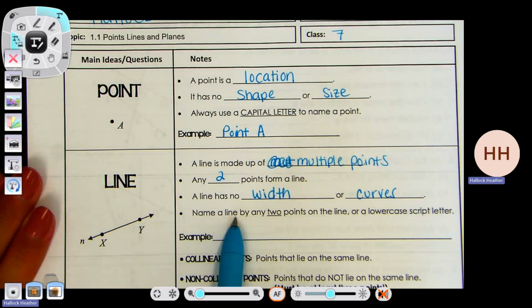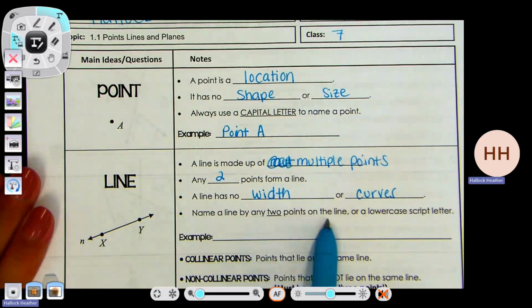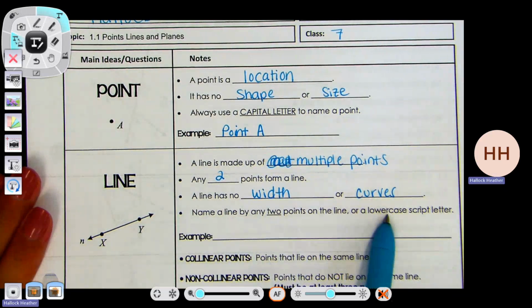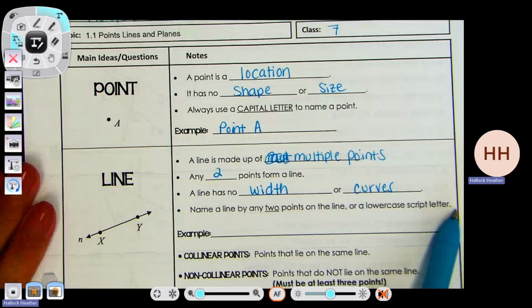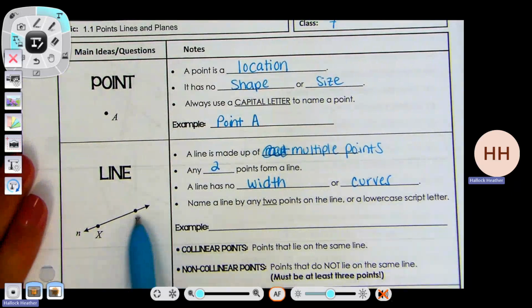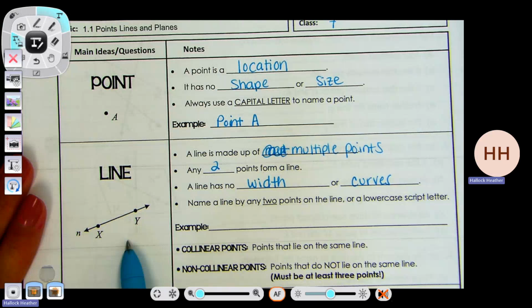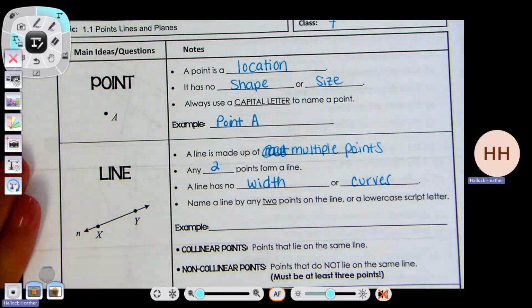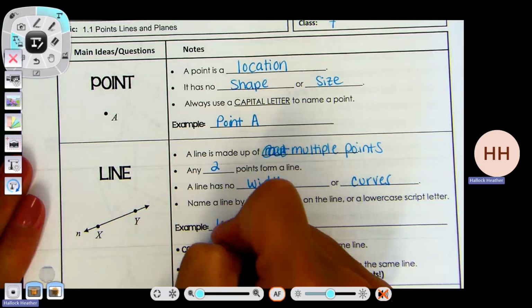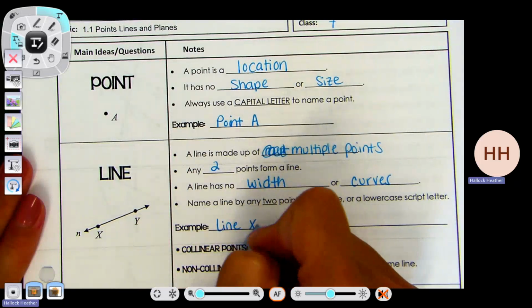To name a line, use any 2 points on the line or a lowercase script letter. So there are 3 letters in this little picture over here, 2 of which are points and 1 of which is not a point. So which 2 are actually a point? X and Y. So you could say line XY.